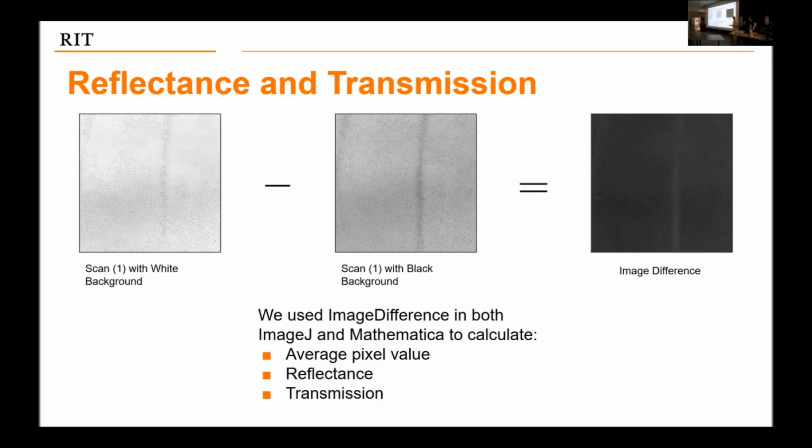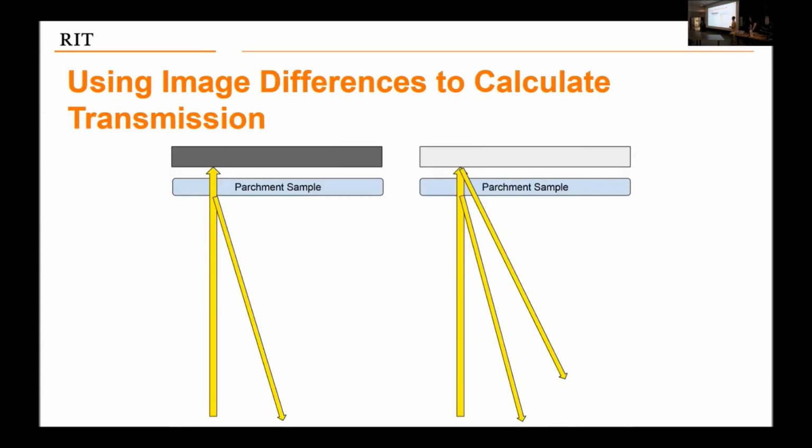So then I have a diagram on the next slide. With the black background, you're only getting the reflected light off of the parchment sample, whereas when you have the white background, you get the reflected light as well as the light that's transmitted through the scan. So when you take the image difference, you're only left with this transmitted light.